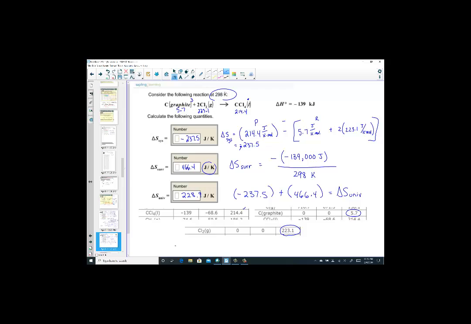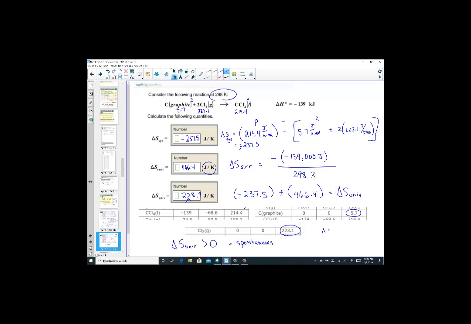Notice here, the second law of thermodynamics would say, if that's a positive value, so I'm going to say it's greater than 0, right? If the delta S of the universe is greater than 0, then our reaction in the forward direction is indeed spontaneous. And that's exactly what happened here, isn't it? The delta S of the universe is indeed a positive number. So this reaction is spontaneous in the forward direction.